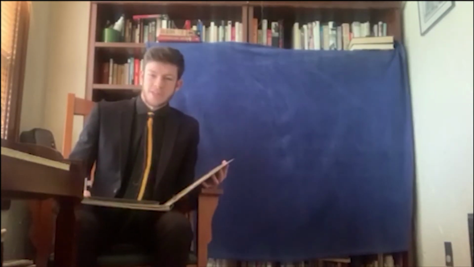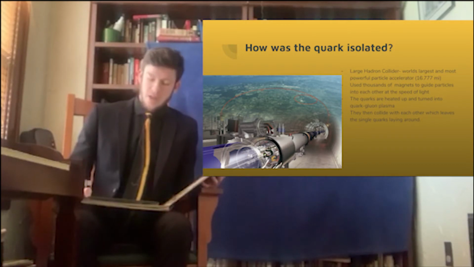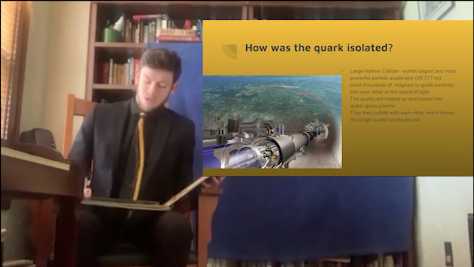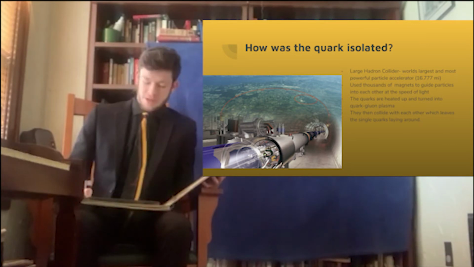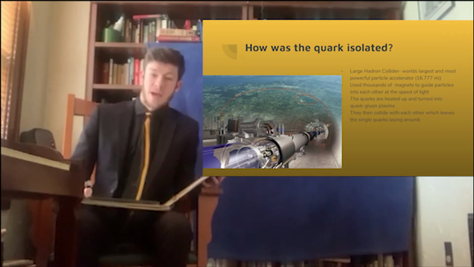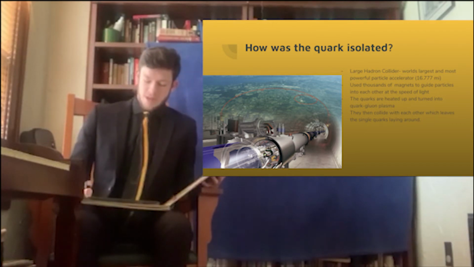How was the quark isolated? The scientists used a giant machine called the Large Hadron Collider. It was the world's largest and most powerful particle accelerator, and it went on for 16.777 miles. It used thousands of magnets to guide particles into each other at the speed of light.